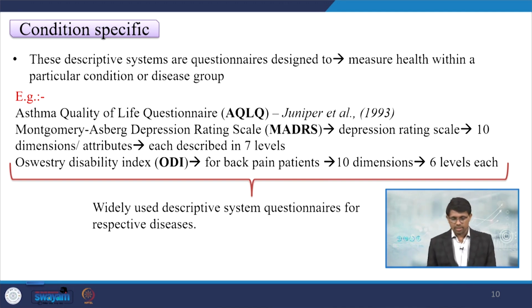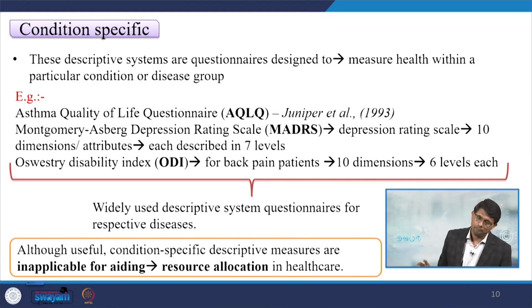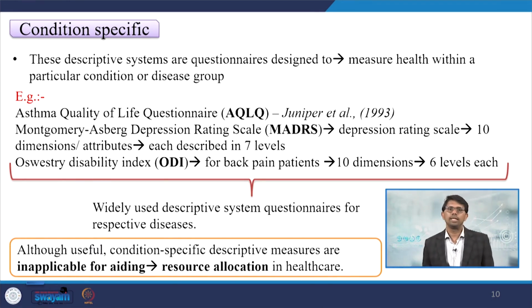Another index is the Oswestry Disability Index, specifically for back pain patients. Again, it has 10 dimensions and 6 levels each, and these are widely used descriptive system questionnaires for their respective diseases. As I told you, for different indicators of morbidity, different scales or indexes are applied.